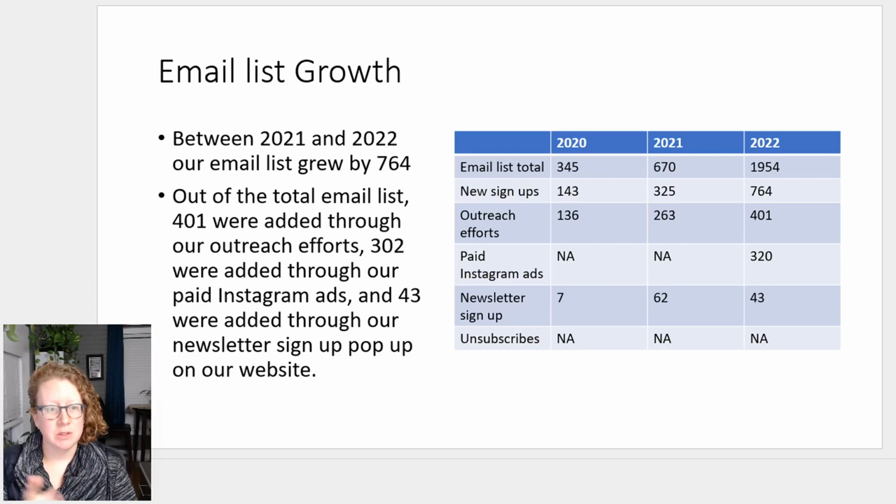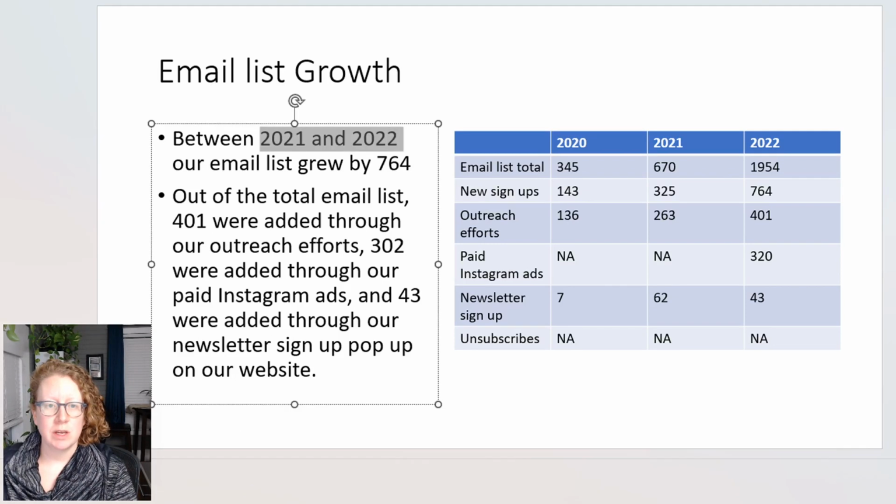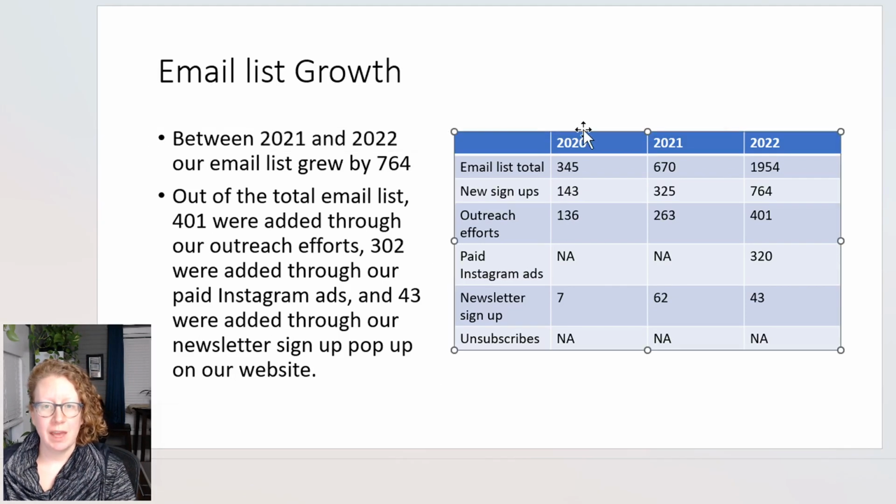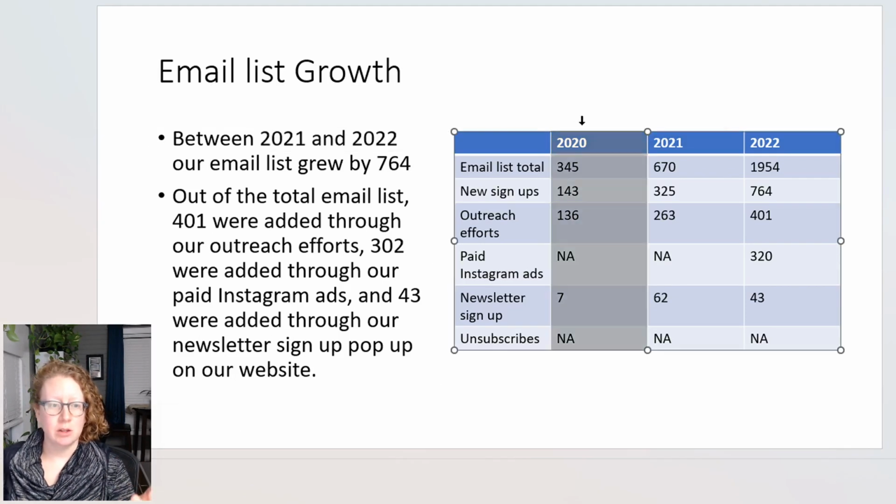I see this a lot with my clients, where you have a table and then you have bullets that explain that table. But very rarely do you take a look at the table and say, is this table necessary? With this table right now, you are looking at 2021 and 2022. But we have 2020 here as a column, and we're not commenting on that at all. So if we're not going to talk about it, it should just be removed.